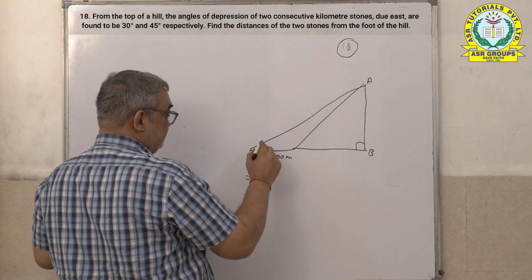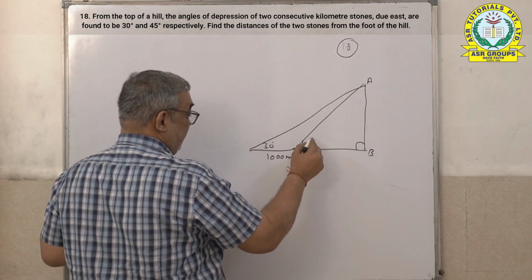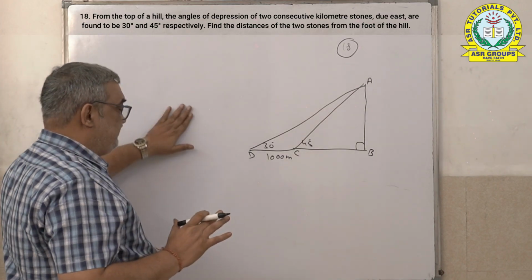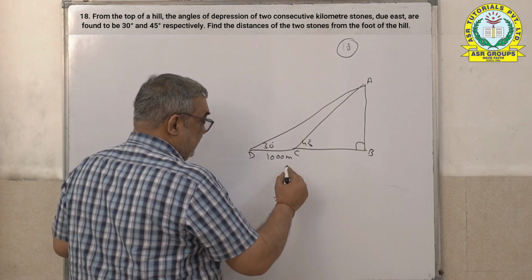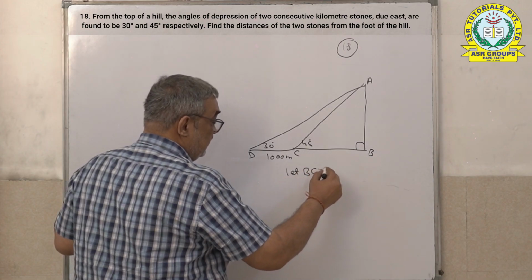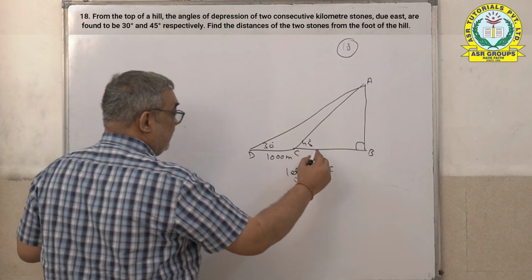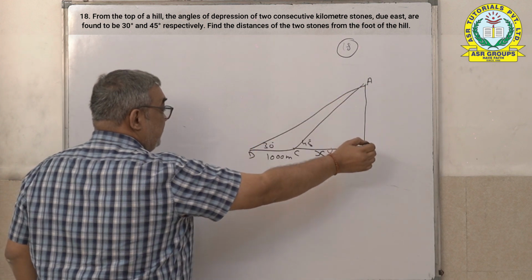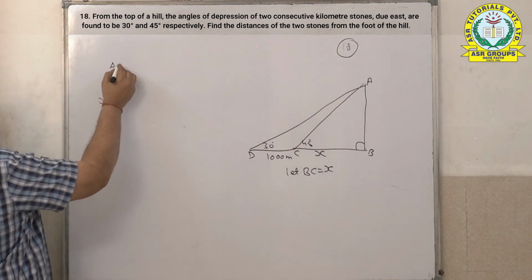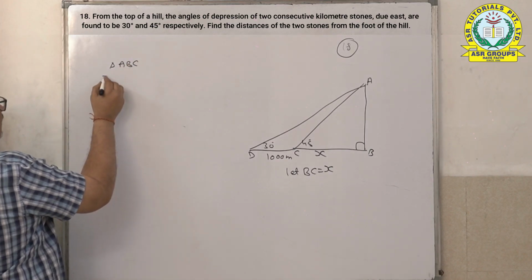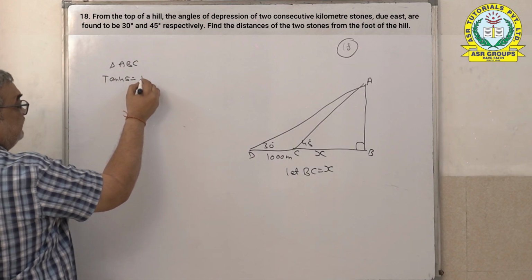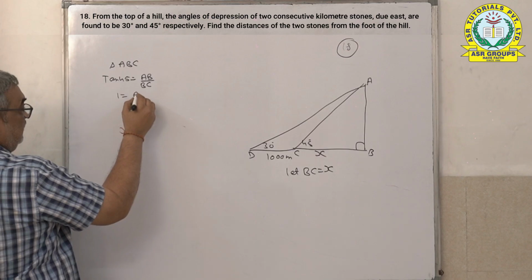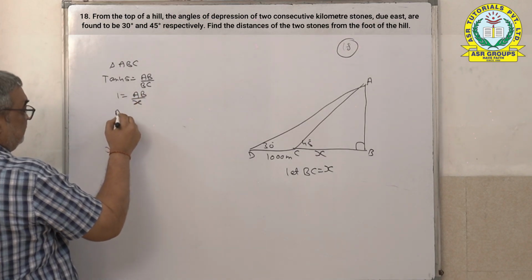And the angle of elevation is 30 and 45. Find out BC and BD. Simple sum we have done earlier also. Let BC be X. First we'll take triangle ABC. Tan 45 is AB upon BC, AB upon X.